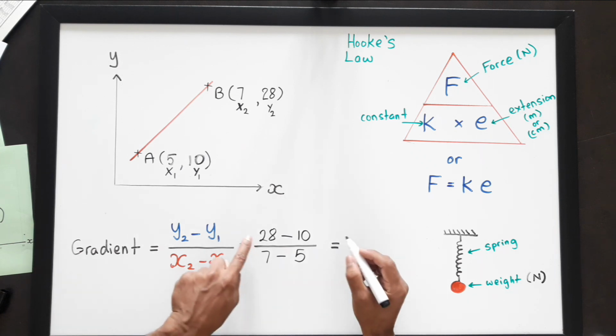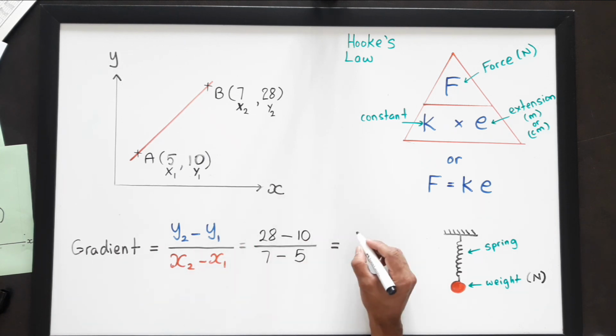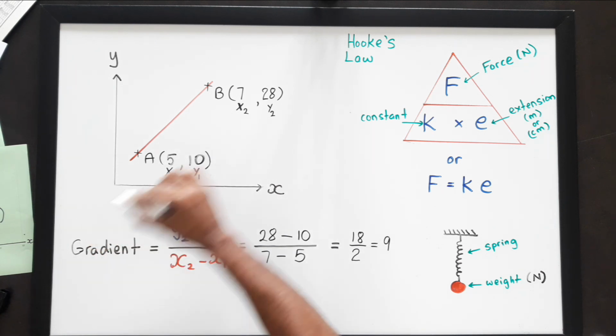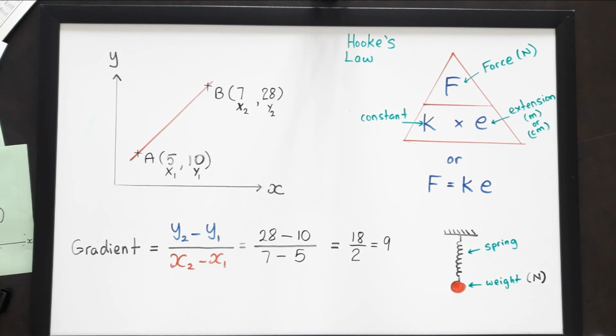Alright, so I think we need a calculator. 28 minus 10 is 18. 7 minus 5 is 2. And well, 18 divided by 2 is 9. So the gradient of this line is 9. Pretty simple example. I don't want to do too many examples on gradient because I already have a previous video explaining it in detail. But I want to point out a few things here.